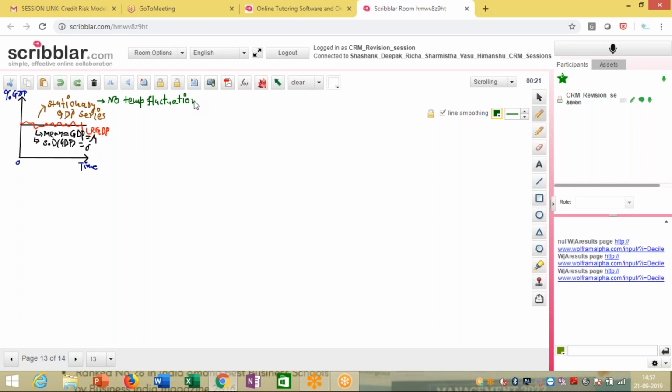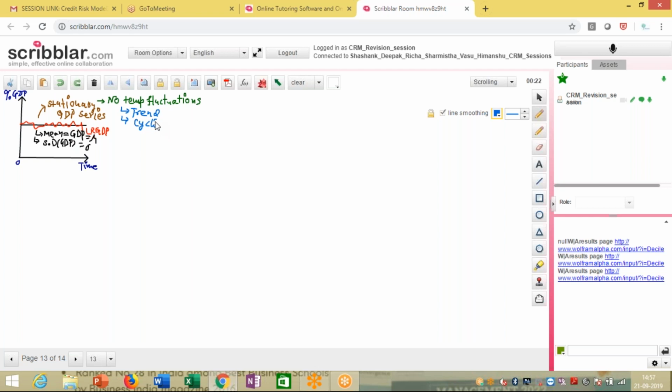So no temporary fluctuations. Now, what sort of temporary fluctuations am I trying to talk about over here? We will incorporate each of these temporary fluctuations and see how this series moves on. There are three things that we will generally need to look into. First is trend. The second is cyclicality.